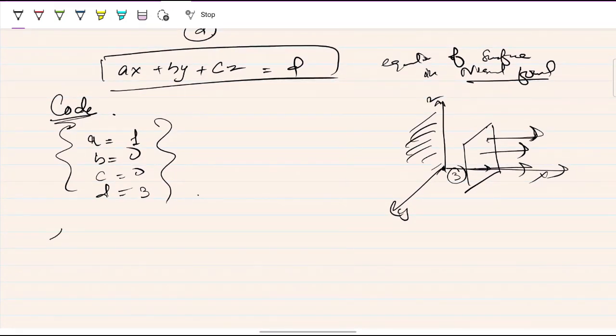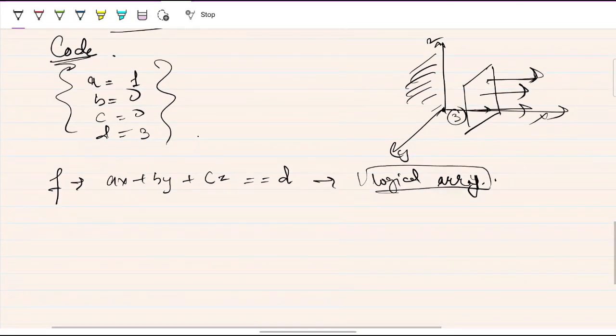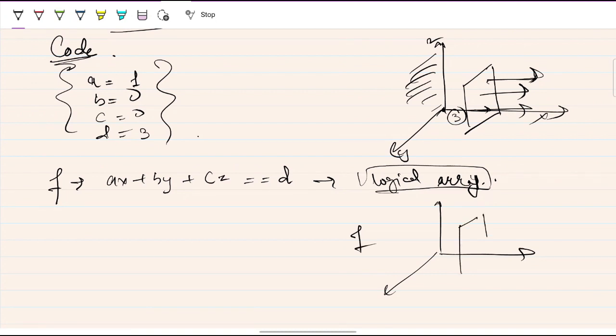Now you're going to write a function. As I have shown, function f would be given by ax plus by plus cz equivalent to d, and this will give you a logical array. If you would have followed me, you would know. Okay, so after getting this function, now you will get a function f whose value would be 0 on the plane.